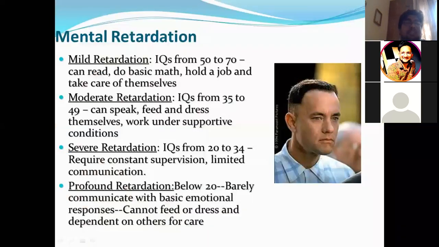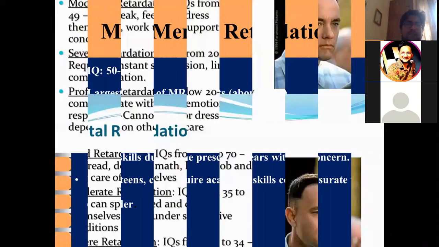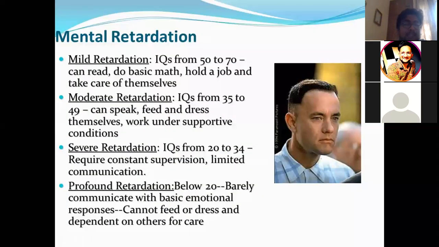Now this is the classification you must know. This is the classification of mental retardation. Mental retardation is basically classified into different types: mild mental retardation, moderate mental retardation, severe mental retardation, and profound mental retardation.